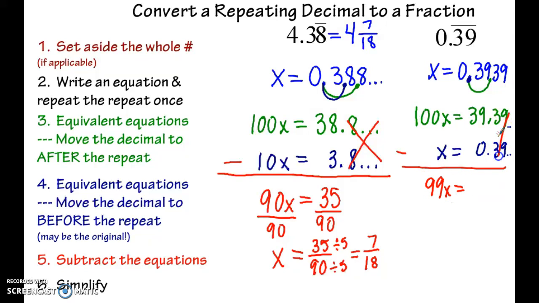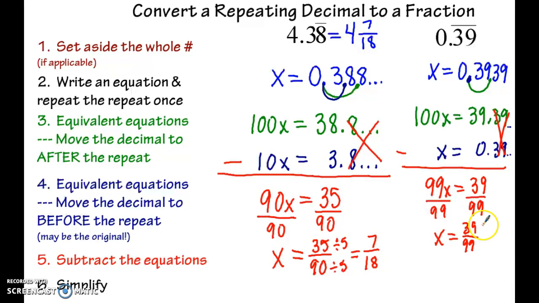Equals, look, the repeating parts cancel each other out. My decimals are lined up. 39 minus 0. Nice math. I like that kind of math. And then, to get rid of my 99, I divide by 99. X equals 39 over 99.